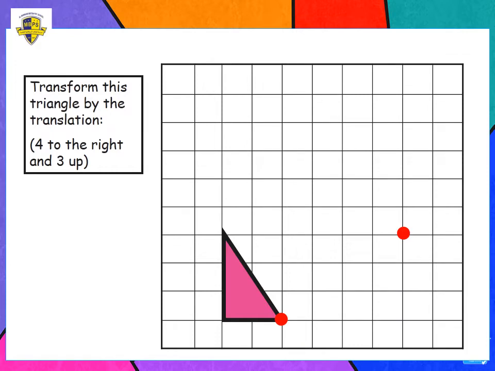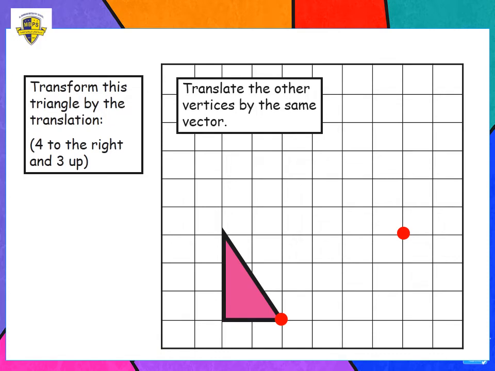Now let's do it on the other vertex. Same. Okay, this is the second corner. Move it 4 steps to the right. Then 3 steps up. Put a new dot. Okay, the last one, the third one. Again, we have to move it 4 steps to the right. Then 3 steps up.